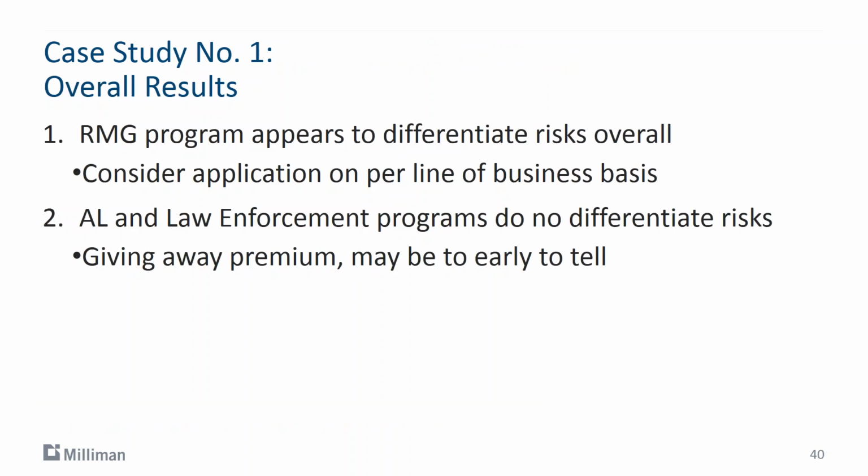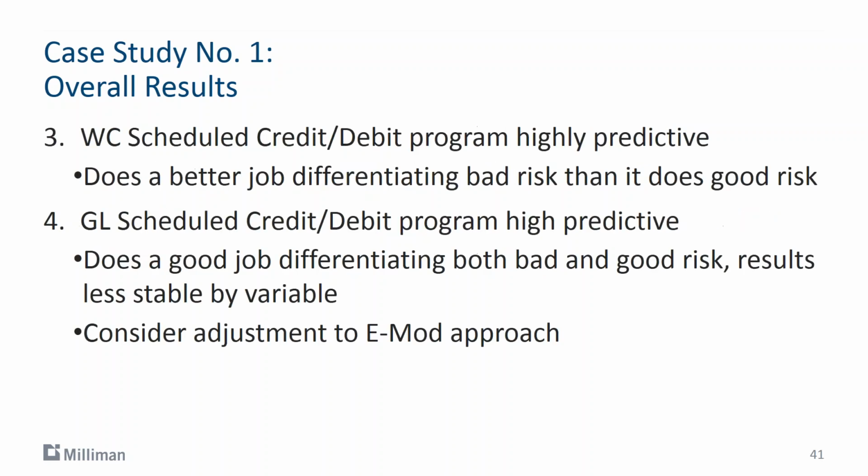Okay, so I'm going to go quickly through some of the overall results that we came up with from this analysis. As we mentioned, the Risk Management Guide program differentiates risks, but it could be better used on a per line basis. The auto and law enforcement risks do not differentiate the risks very well. Work comp does a good job of differentiating bad risks but not good risks, and then the GL did a pretty good job of differentiating both bad and good risks.